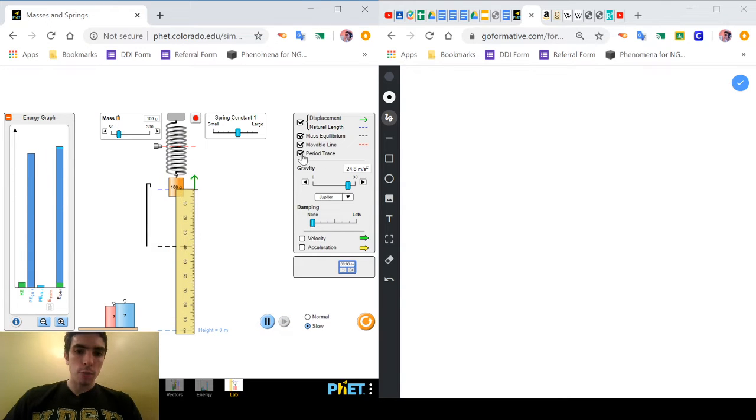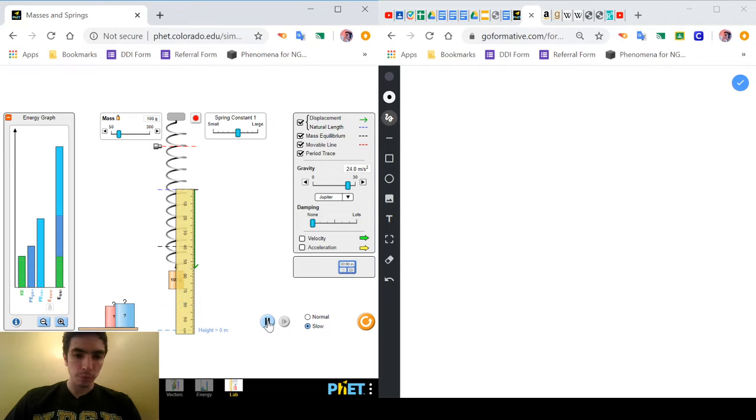And I've clicked this period trace box so that we can see this black line that traces how high up the mass goes, how far down it goes, and then our goal is to pause it right here when it crosses over that midpoint, that mass equilibrium. So let's see if I can get that. It'll probably take a couple tries. Oh, that was pretty good actually.